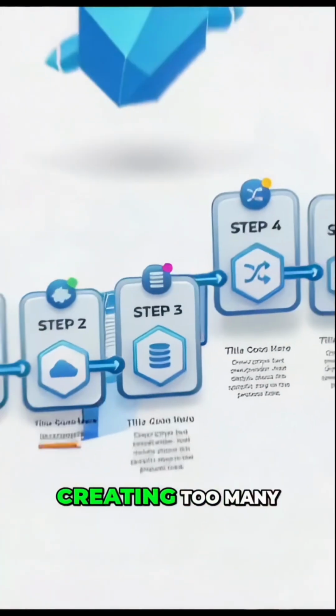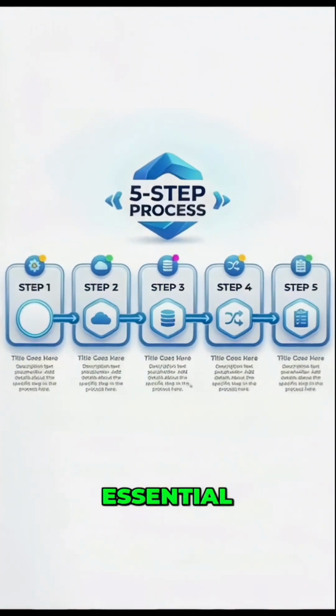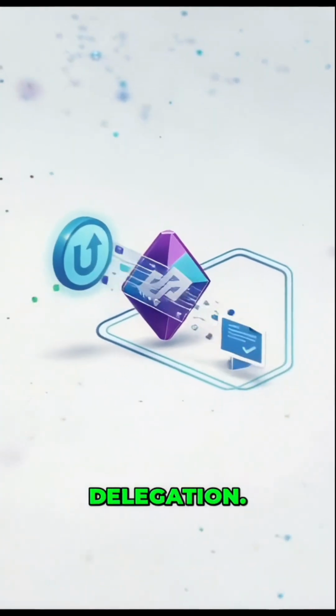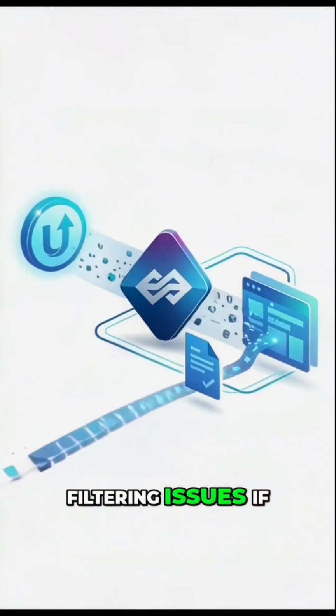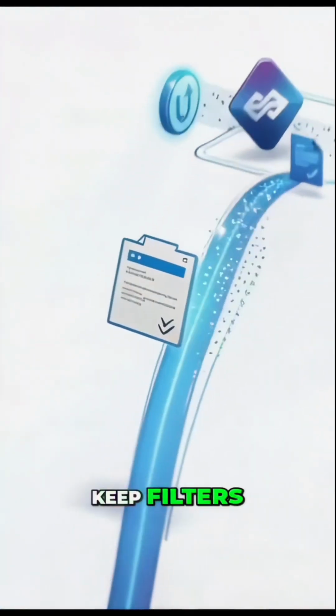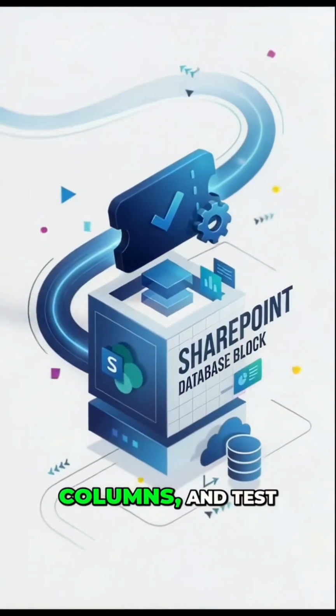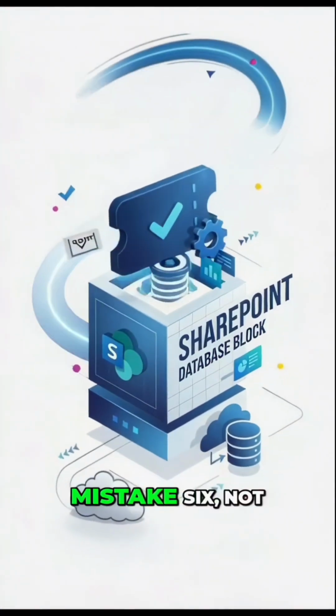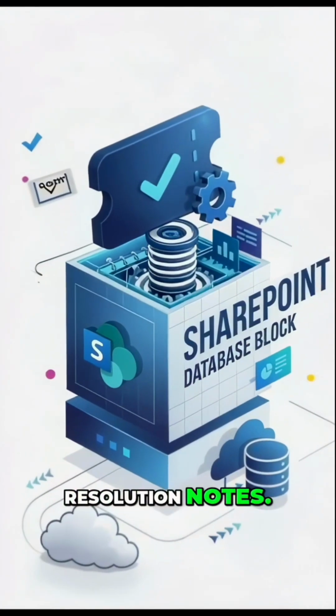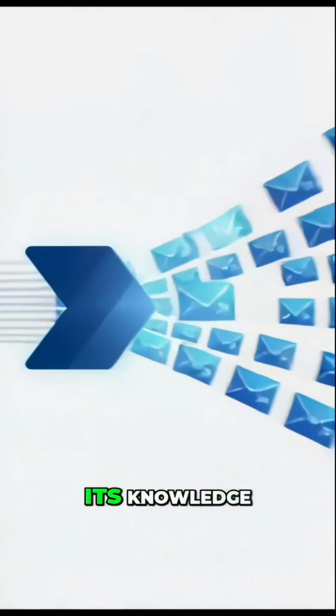Consider SharePoint permissions, app logic, and environment governance. Mistake 4: creating too many flows. Start with essential notifications, then add escalation. Mistake 5: ignoring delegation. Large SharePoint lists can cause filtering issues if formulas are not delegable. Keep filters simple, index important columns, and test realistic data volume. Mistake 6: not capturing resolution notes. Without them, the help desk loses its knowledge history.